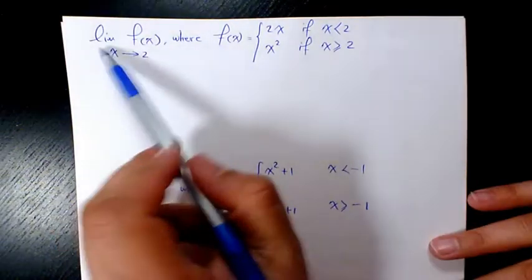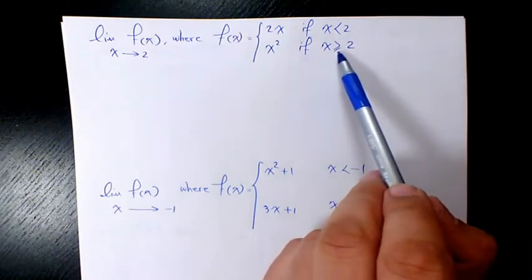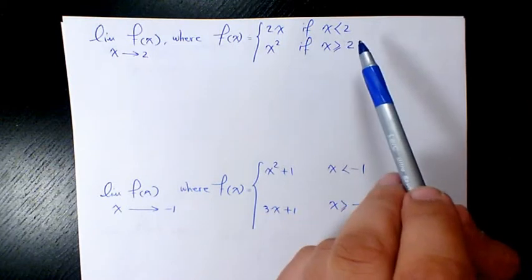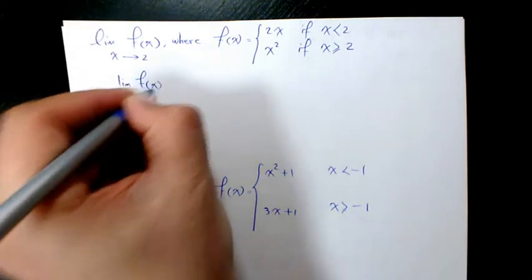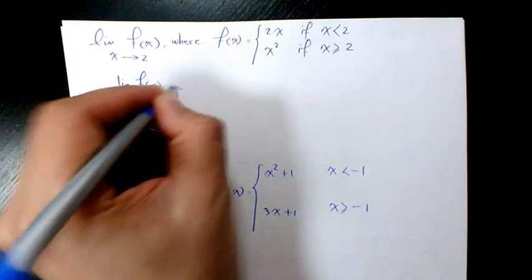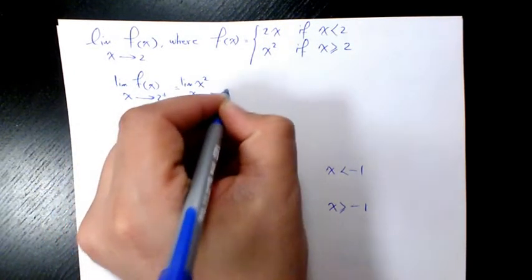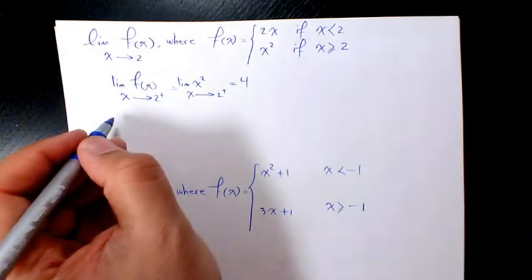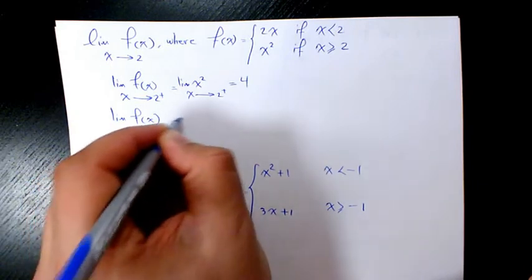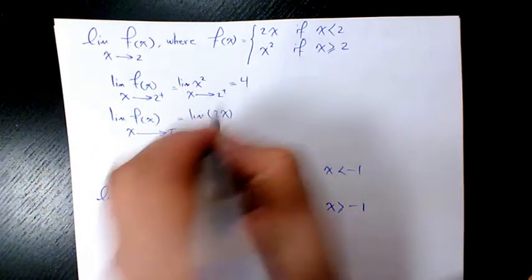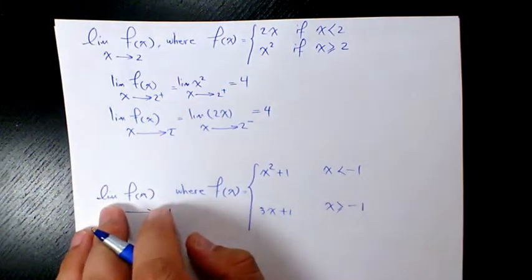Next example, limit of f of x when x is approaching 2. For x values equal or greater than 2 is x squared. For x values less than 2 is 2x. So we're going to say limit of f of x when x is approaching 2 plus, it's going to be x squared. Limit of x squared when x is approaching 2 plus, it's going to be 4. And the limit of f of x when x is approaching 2 minus is going to be limit of 2x. We need to use the other one. So it's when x is approaching 2 minus, that's going to be 2 times 2, which is 4.